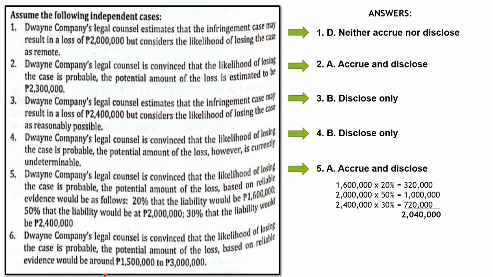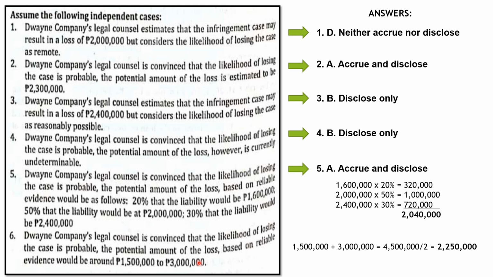And the legal counsel says that the loss is probable with an estimated range of 1.5 to 3 million pesos. So using the midpoint rule, the best estimate is 2,250,000. So how did we come up with that answer? You add 1.5 plus 3 million, so we have 4,500,000. You divide it by 2 to get the midpoint. So we have 2,250,000.